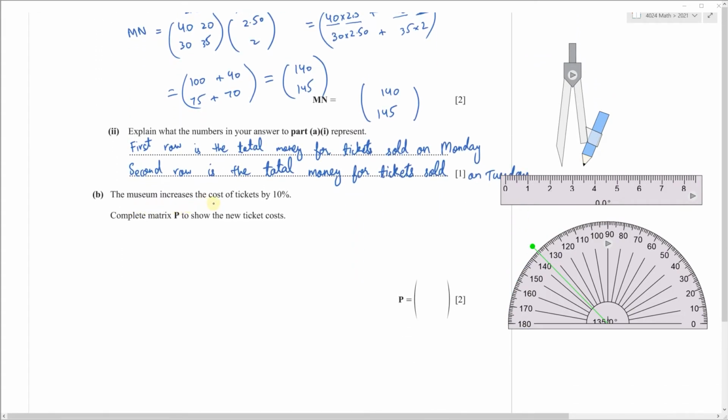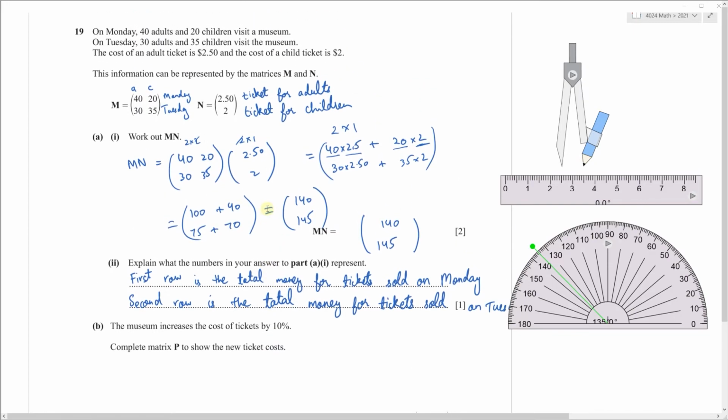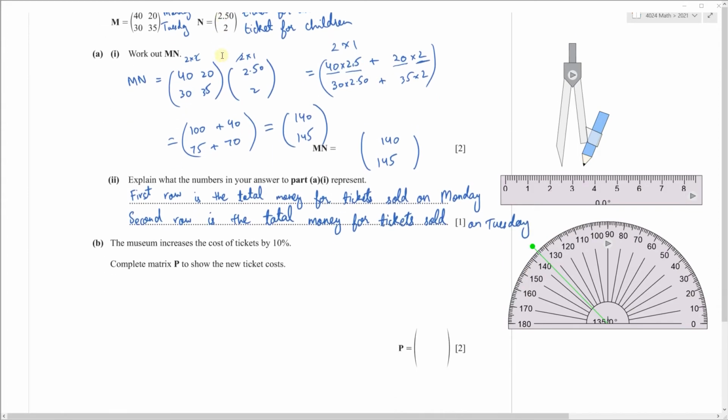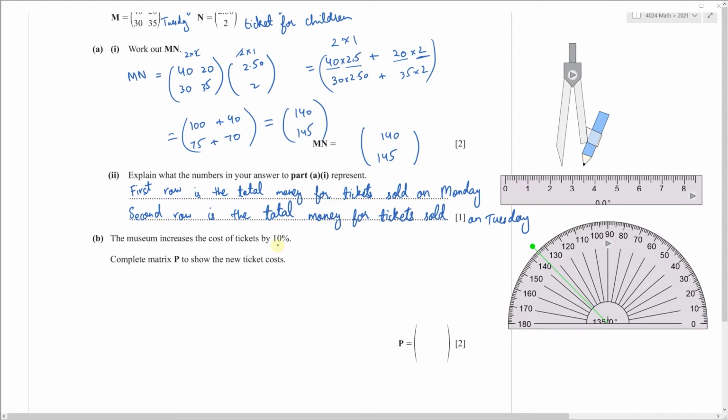The museum increases the cost of tickets by 10%. Complete matrix P to show the new ticket cost. So P represents the new ticket cost after the prices were increased by 10%. So if you go back up, this is your ticket cost matrix. So adult ticket is $2.50. So it increased by 10%.